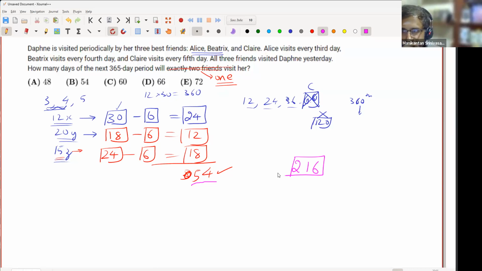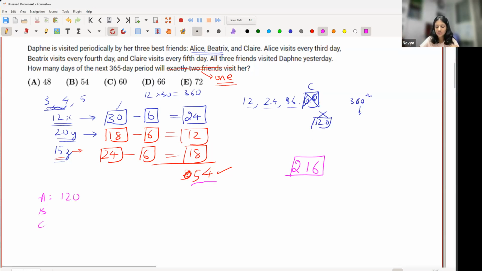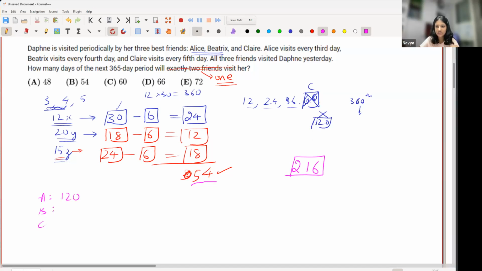Explain why 216. So basically what I did was, A is Alice, B is Beatrix, and C is Claire. I did 360 by 3 for Alice, plus 360 by 4 for B, and 360 by 5 for C. But then I realized that I'm double counting a lot, because of the times A and B visit together, B and C visit together, and A and C visit together.